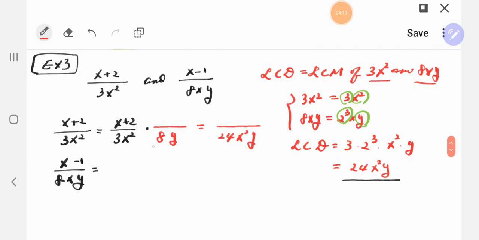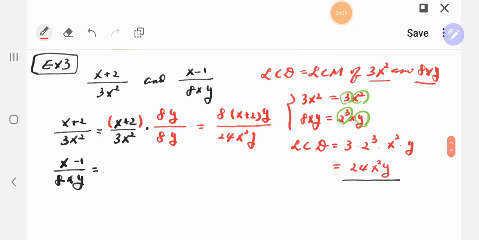Since we multiplied the denominator by 8y, we got to multiply the numerator by 8y. Then the numerator will be 8x plus 2y. So multiply the whole numerator by 8y. So we just rewrote the first fraction in terms of the LCD.